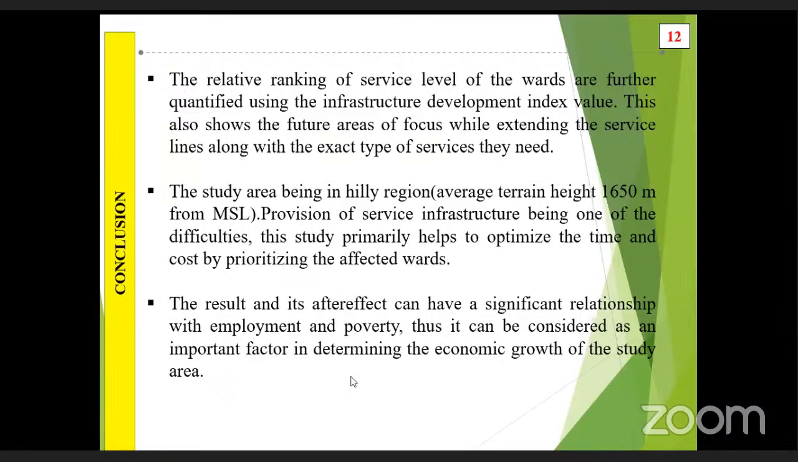Mm-hmm. So, thank you. Oh, great, Parsali. Is there any question from the audience? Or any comment? As for me, I have no question and comment because it is very well prepared. Okay. Yes, mm-hmm. Thank you, Parsali.